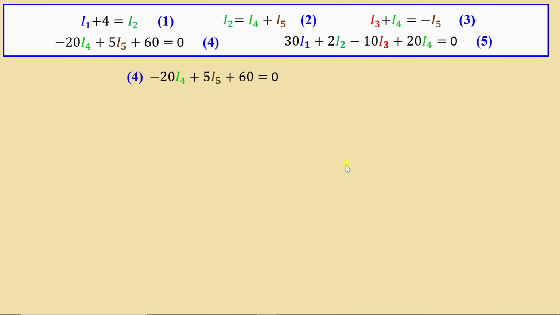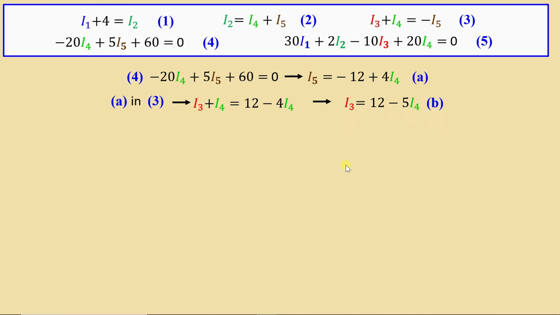Let's start with equation number 4. We have negative 20 I4 plus 5 I5 plus 60 is equal to 0. That means we can write I5 in terms of I4. I5 is negative 12 plus 4 I4, and I will call this equation A. By substituting A in 3, we obtain I3 plus I4 is equal to 12 minus 4 I4. That means we can write I3 in terms of I4. I3 is equal to 12 minus 5 I4, and I will call this equation B.